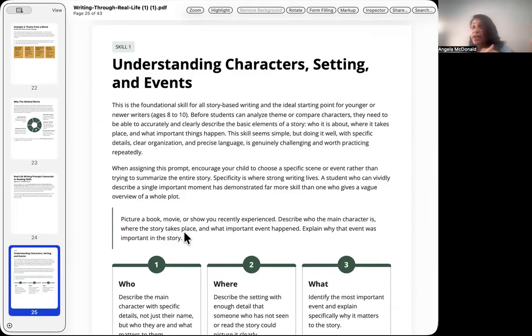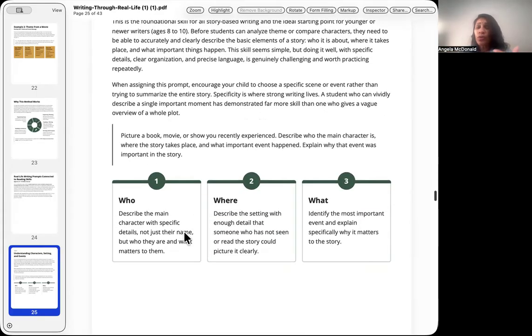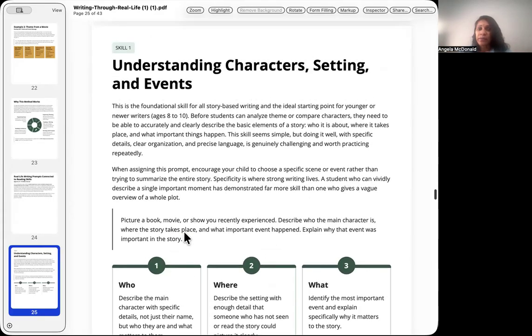Picture a book, whatever that book is, Vanderbeekers, or a movie, or a show. Describe who the main character is, where the story takes place, and what important event is happening. Explain why this is important. The who, the where, and the what. So you just have to plug in what you're using.